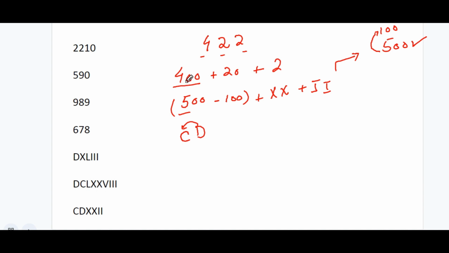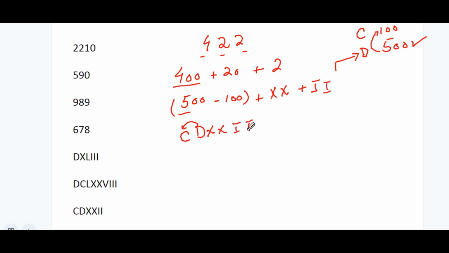And moreover, you know that you cannot write any letter more than 3 times. So that's why you will go to the next letter, that is D, and you will take away C from D, right? So you will get your answer.